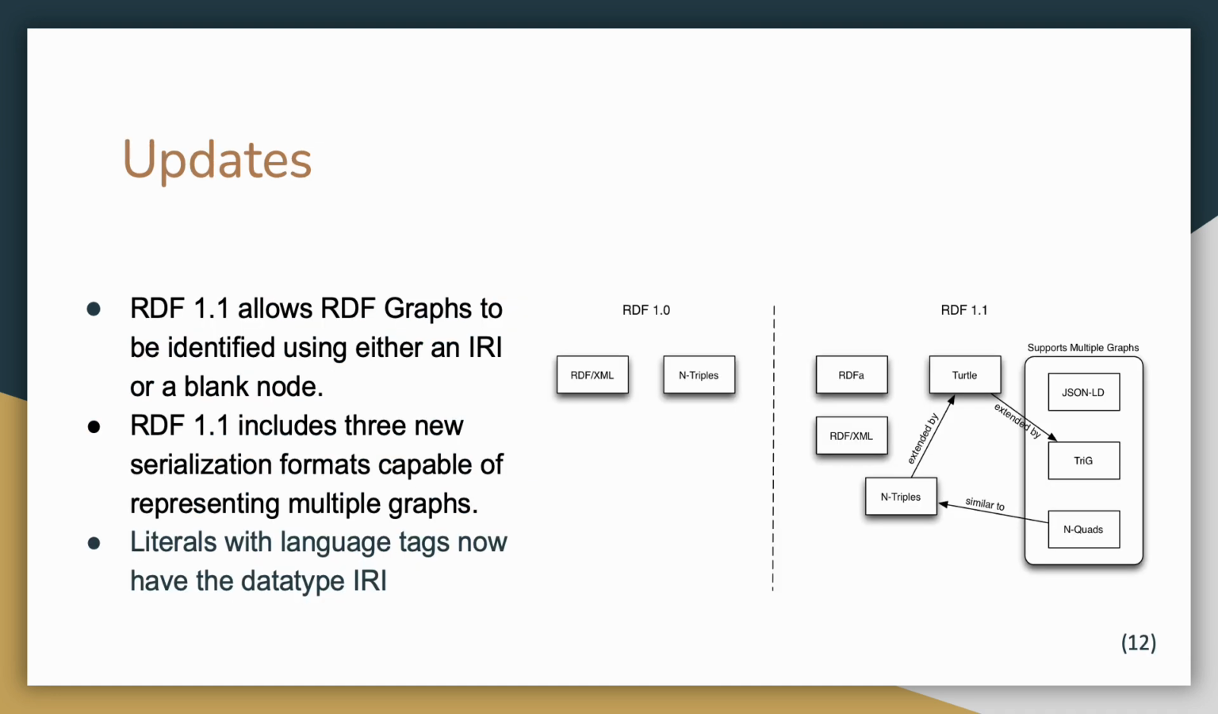So updates to RDF. The RDF 1.1 version allows RDF graphs to be identified using either an IRI, which is an internationalized resource identifier, a version of URI, or a blank node in case you have a missing piece of data somewhere in your data set. 1.1 also includes 3 new serialization formats capable of representing multiple graphs, and literals with language tags now have the data type IRI.